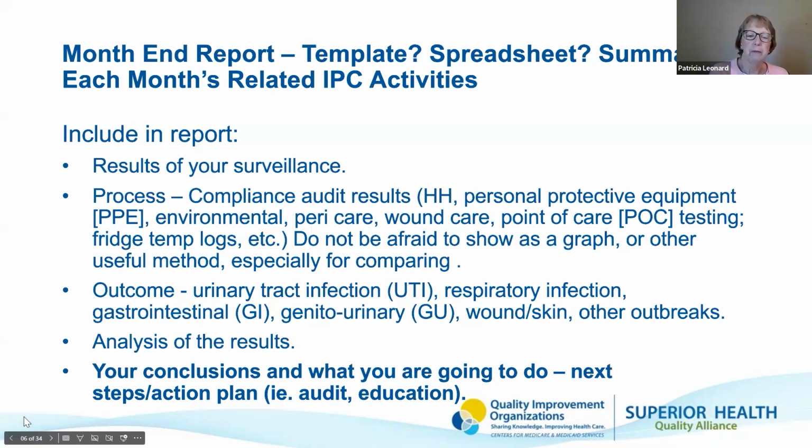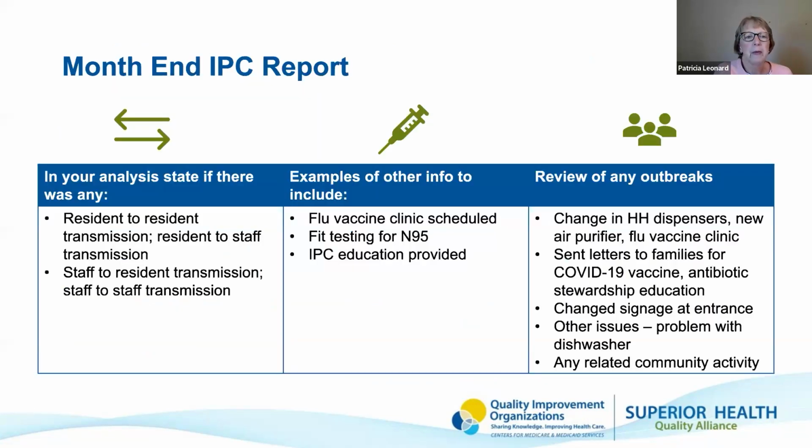So you need to report out your process surveillance results as well as your outcome surveillance results, what those analyses mean, and then your next steps. So your conclusions, what you're going to do, what your next steps are, so that the team knows when you come to the next meeting, they should be expecting you to report out on that as well. So this is just a little graph. These are things that I included in my IPC report when working as an infection preventionist.